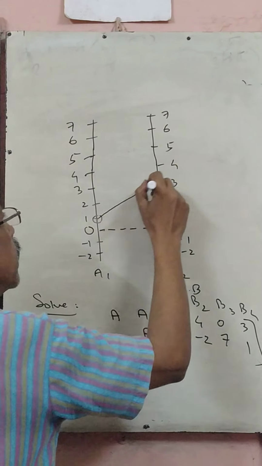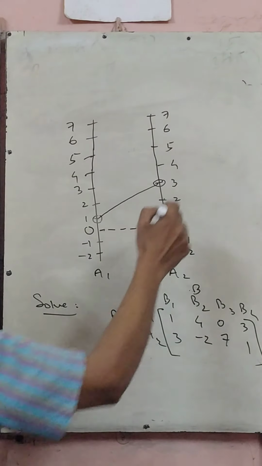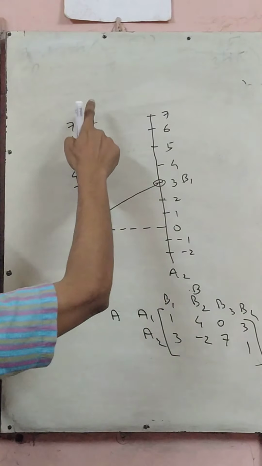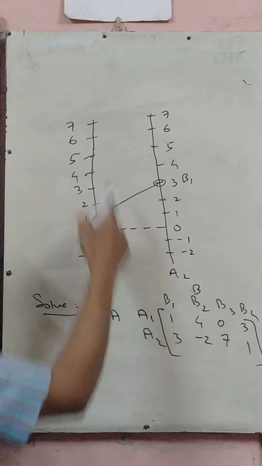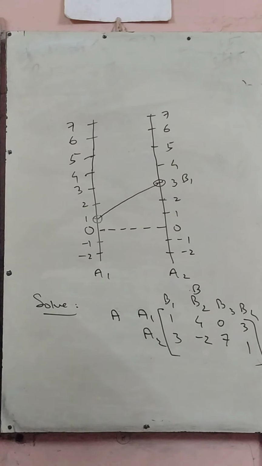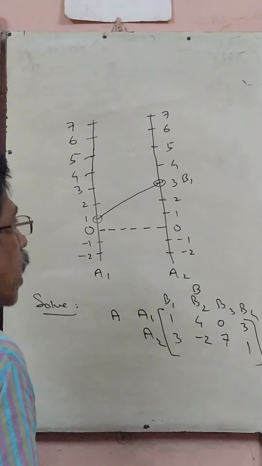Now you join. This is the strategy line for B1. That means B1 will be shown in the graph paper. These two are axes, the A1 axis and the A2 axis. This line is the B1 strategy line. This is the idea of the graph.